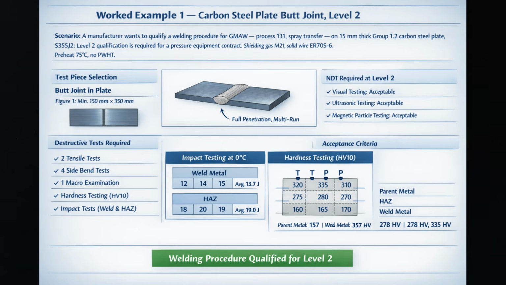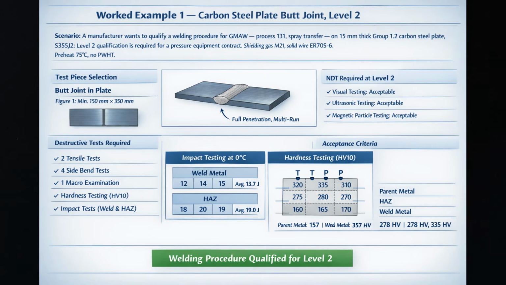Test piece selection. Butt joint in plate, Figure 1. Minimum 150 mm x 350 mm. Full penetration, multi-run, NDT required at Level 2, visual testing, 100%. Radiographic or ultrasonic testing, 100%. Since T equals 15 mm, UT is permitted.